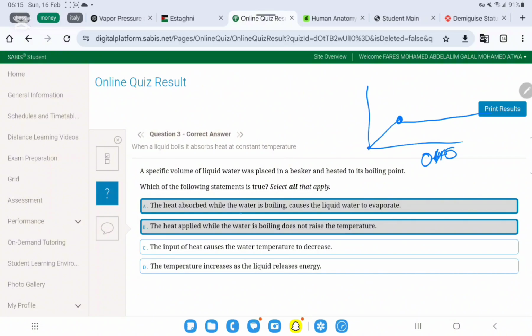The heat absorbed while the water is boiling causes the liquid water to evaporate. Yeah. The heat applied while the water is boiling does not raise the temperature. Also yes. The input of heat causes the temperature to decrease. That never happens. Even if the energy isn't absorbed, heat will cause the temperature to increase, not decrease. The temperature increases as the liquid releases energy. The liquid is not releasing energy, the liquid is absorbing energy.